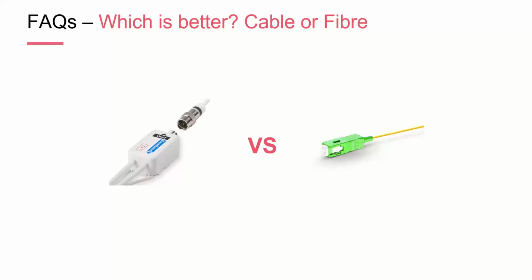But if you look at coax, it's slightly more durable than fiber. So there are fewer things that can go wrong with it from that point of view. The fiber is quite a delicate cable.